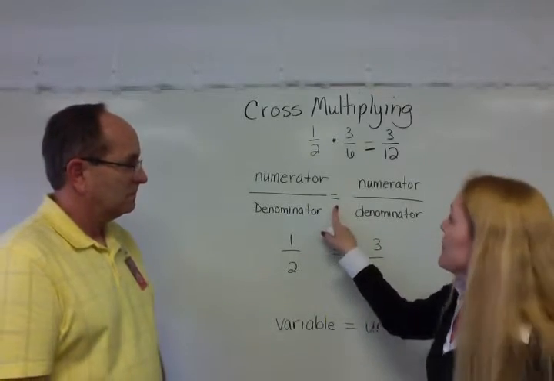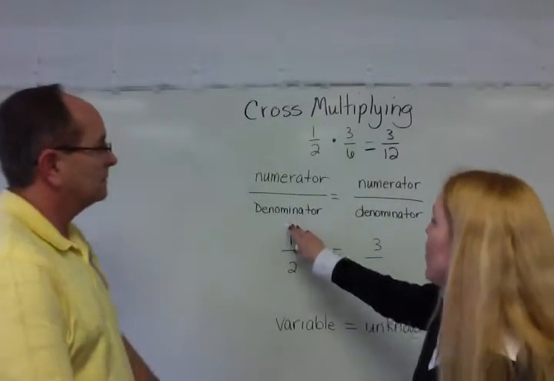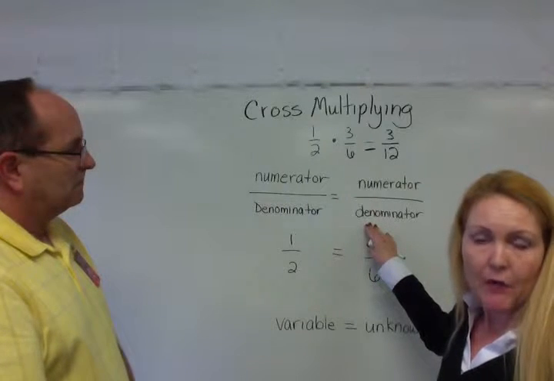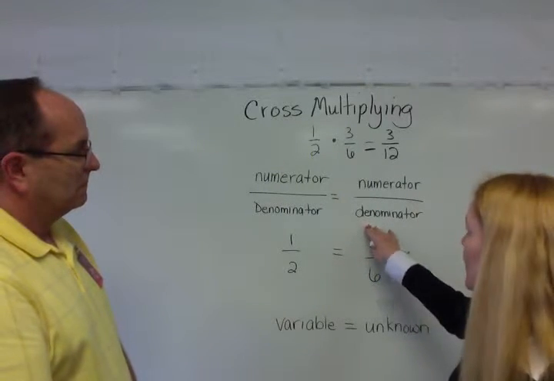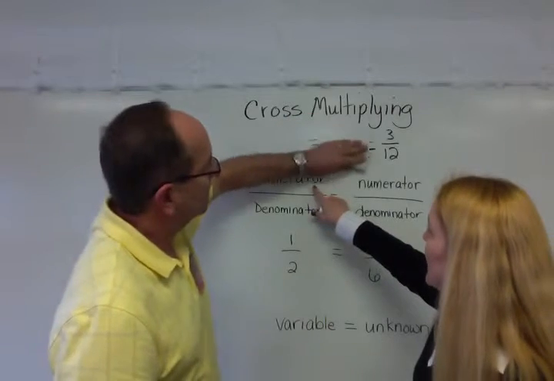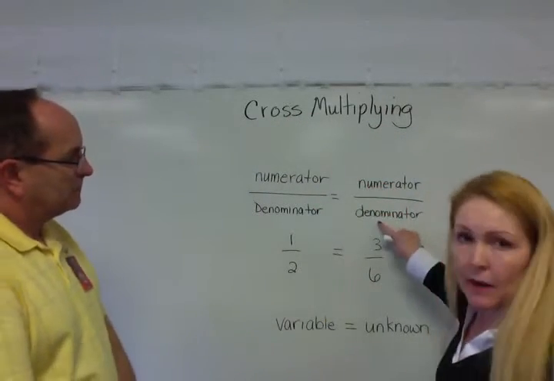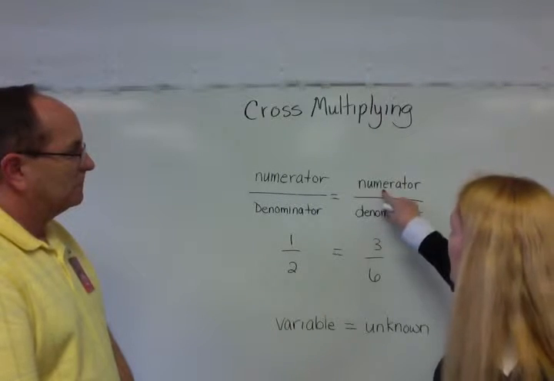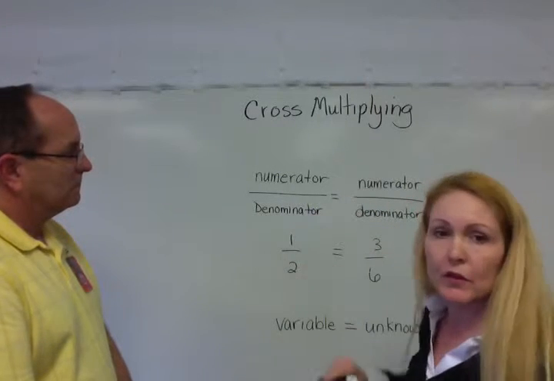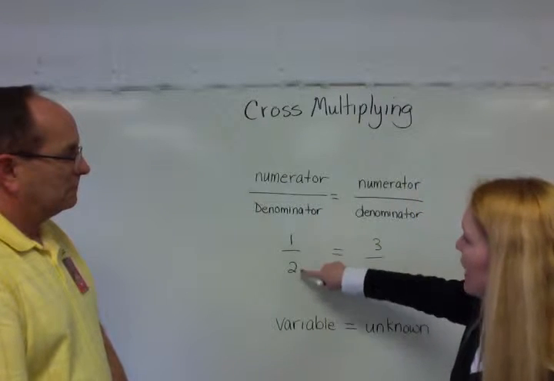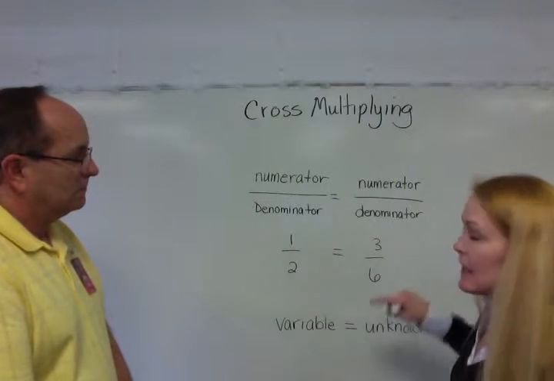When you cross multiply, instead of seeing a multiplication symbol, you're going to see an equal sign. This is because both of these fractions are going to be the exact same amount. They are going to equal one another. So you have a numerator cross multiplied with the denominator, and then the numerator cross multiplied with the other denominator. So, for instance, here we have 1/2 equals 3/6.